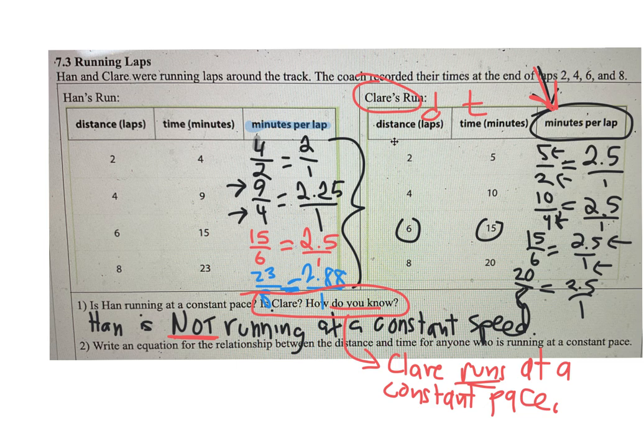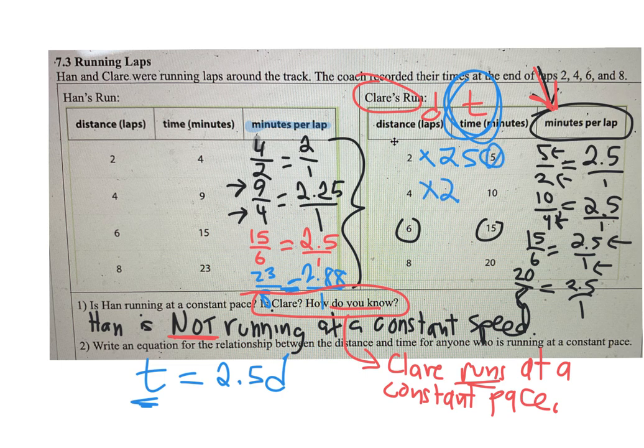And then whatever's on the right side of the table, that goes by itself. So since time is on the right side of the table, we're going to say T equals, and that goes by itself. And then we're going to use the constant of proportionality. The constant is 2.5, as you can see in the table. And then the other letter is distance. So the amount of time that Claire is running is equal to 2.5 times the amount of laps, the distance. So she runs 2 laps, we say 2.5 times 2, and then we get 5. If she runs 4 laps, we say 2.5 times 4, and then we get 10, and so on.